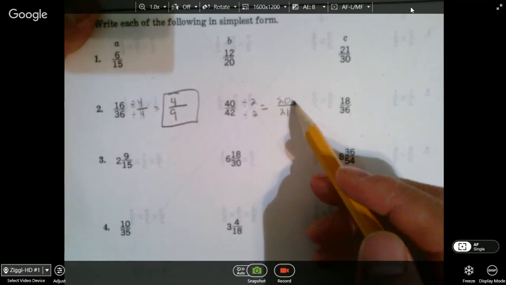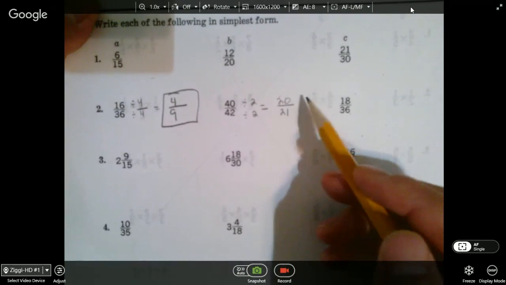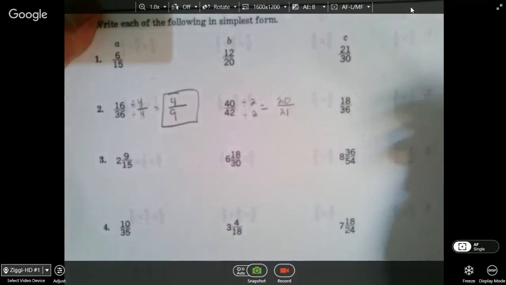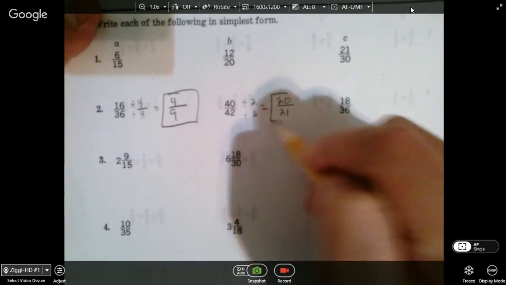Okay, so 20 over 21. There is no other common factor other than 1 between 20 and 21. So it turns out that 2 was our greatest common factor.